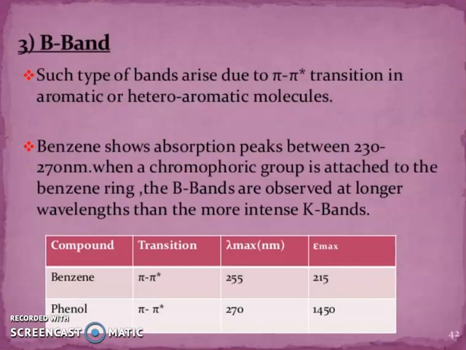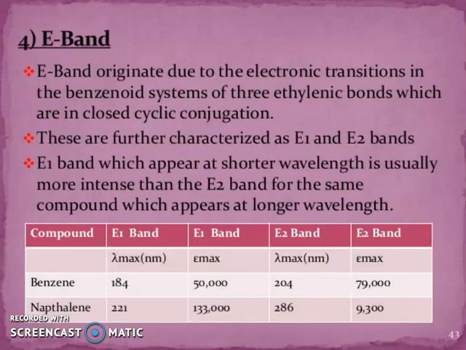B-band. Such type of band arises due to pi to pi star transition in aromatic or heteroaromatic molecules. Benzene shows absorption peak between 230 to 270 nanometer. When a chromophoric group is attached to the benzene ring, the B bands are absorbed at longer wavelength than the more intense K band. So benzene pi to pi star transition, phenol pi to pi star transition, lambda max 255, 270 and epsilon value 250 and 1450.